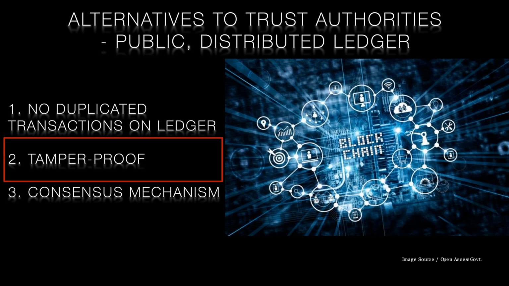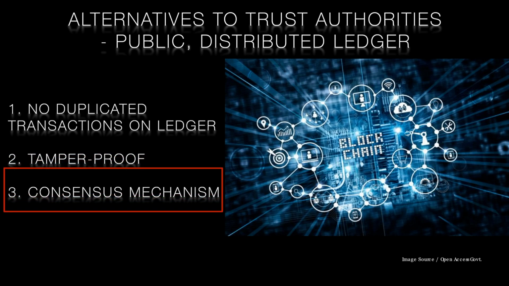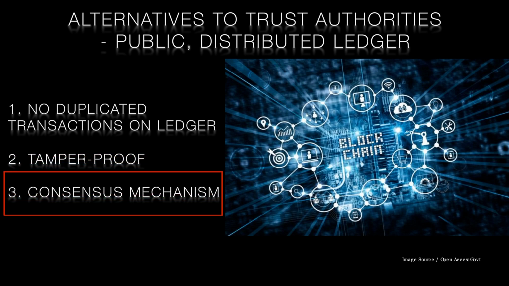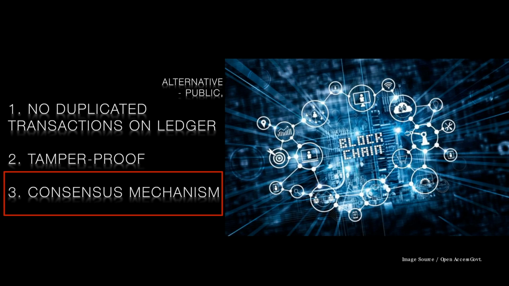Secondly, we need to make sure that the ledger is tamper-proof, that no one can go and alter the public ledger of confirmed transactions. Finally, we need a consensus mechanism. There's no master copy of the ledger held by a single trusted authority. Everyone has their own separate copy on which all the transactions are recorded. How do we make sure that this is synchronized and that everyone is looking at the same UTXO set?